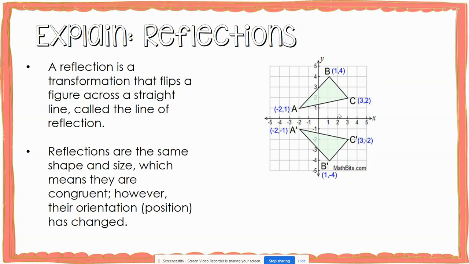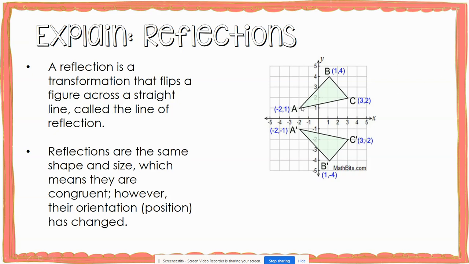A reflection is a transformation that flips a figure across a straight line, and that line is called the line of reflection. Reflections are the same shape and size, which means that they are congruent. So just like translations, reflections provide congruent figures. However, their orientation will be changed. And when we say their orientation, that means their position, the way that they are facing.